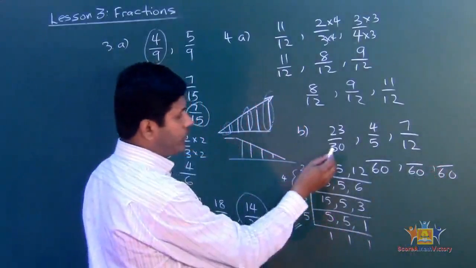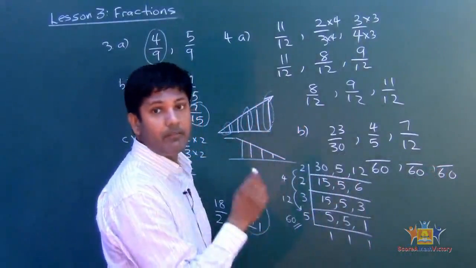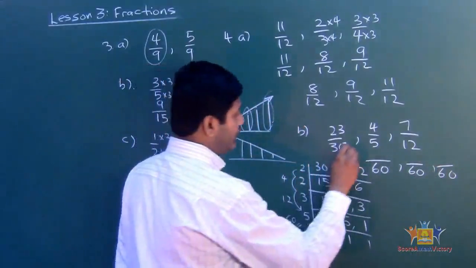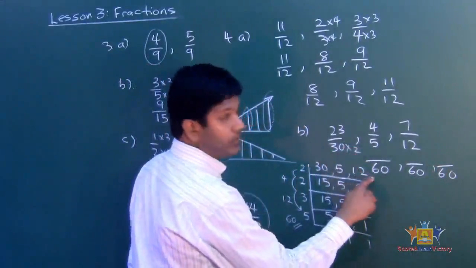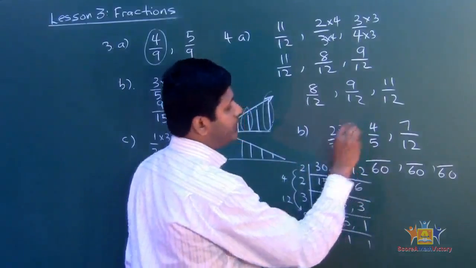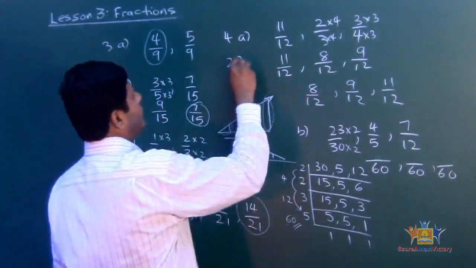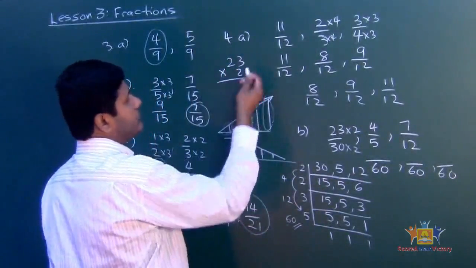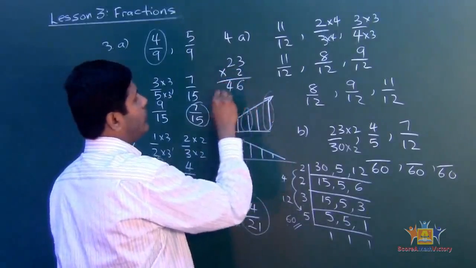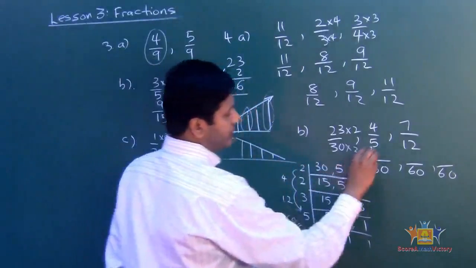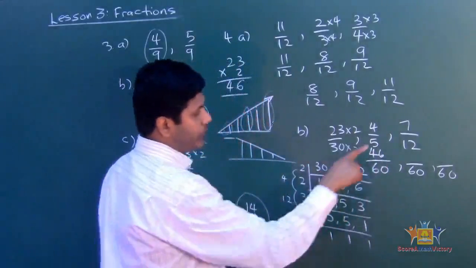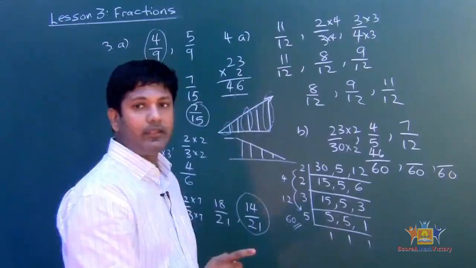Now ask yourself, how do I go from 30 to 60? I multiply that by 2. If I multiply this by 2, 30 times 2 gives me 60. That means what do I do? Multiply the numerator also by 2. So I take 23 times 2. 2 times 3 is 6, 2 times 2 is 4. So that gives me 46.